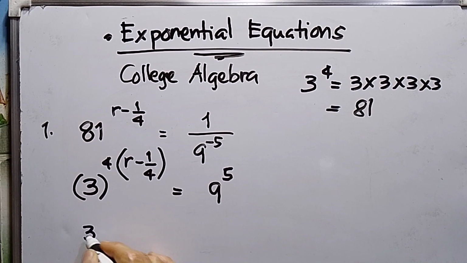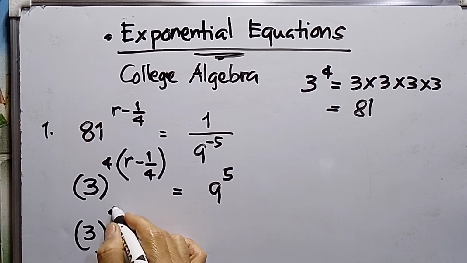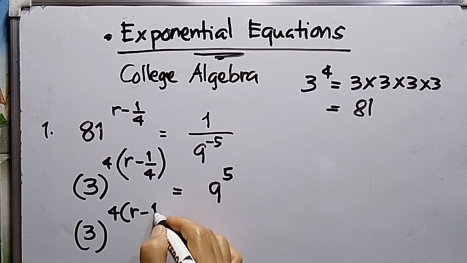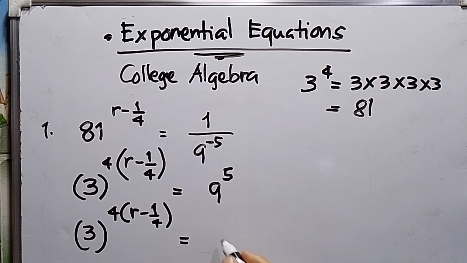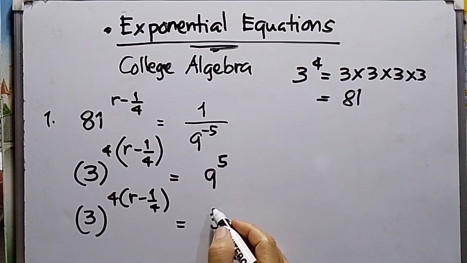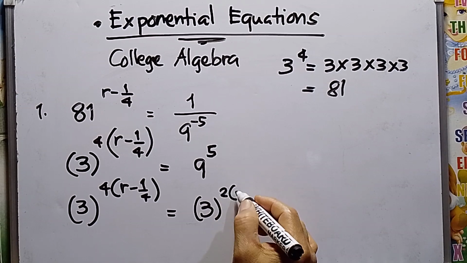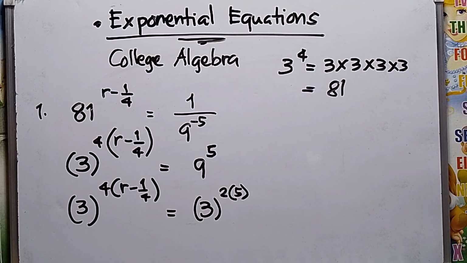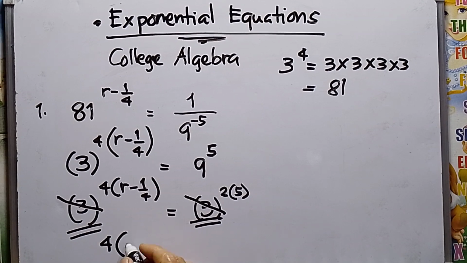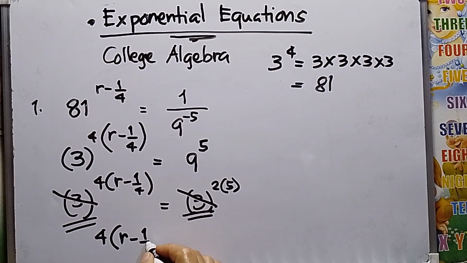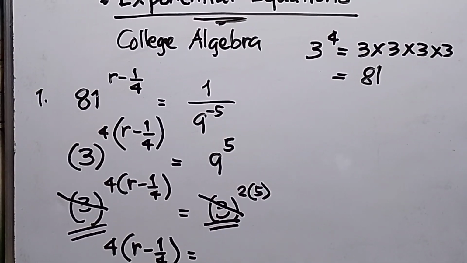So this will be 3 raised to the 4 times r minus 1 over 4 is equal to 3 raised to the power of 2 times 5. So this will be the same base. Okay, the same base will be crossed out. So I have now 4 times r minus 1 over 4 is equal to 10.